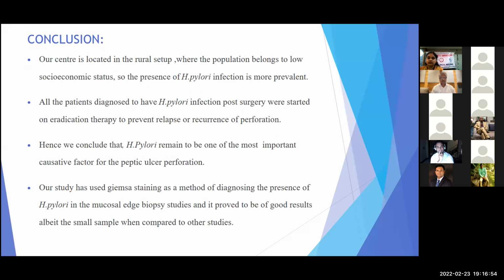All the patients diagnosed with Helicobacter pylori infection post-surgery were started on eradication therapy to prevent relapse or recurrence of perforation. Hence, we conclude that Helicobacter pylori remains one of the most important causative factors for peptic ulcer perforation. Our study used Giemsa staining to diagnose the presence of Helicobacter pylori in the mucosal edge biopsy, since it was cost-effective for our patients and gave good results, albeit with a small sample size compared to other studies.